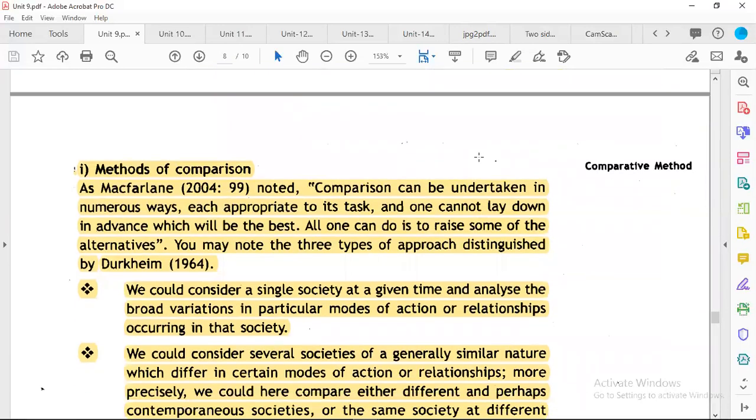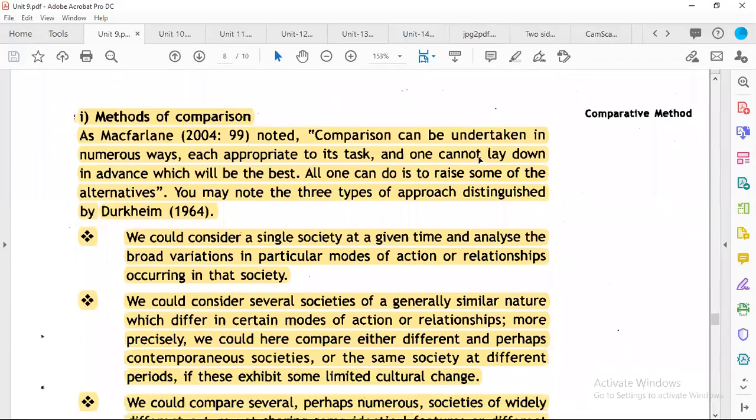What is that? As Macfarlane. The name is very much important just because Macfarlane gave so much vision regarding the comparative method. Macfarlane noted comparison can be undertaken in numerous ways, each appropriate to its task, and one cannot lay down in advance which will be the best. All one can do is to raise some of the alternatives.